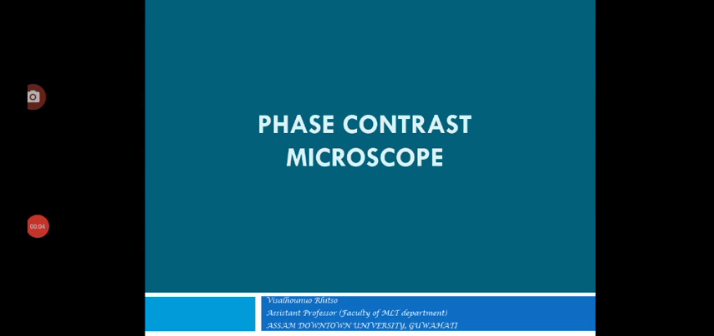Hello everyone, in this video I'll be explaining the introduction of phase contrast microscopy. Phase contrast microscopy is an optical microscopy technique that converts phase shift in light passing through a transparent specimen to brightness changes in the image. Phase shifts themselves are invisible but become visible when shown as brightness variations. It was first described in 1934 by Dutch physicist Frits Zernike.